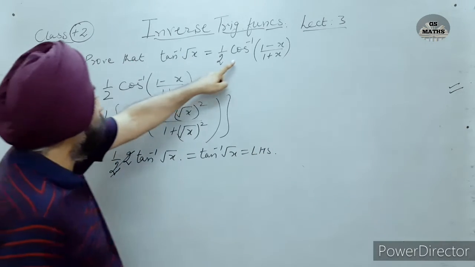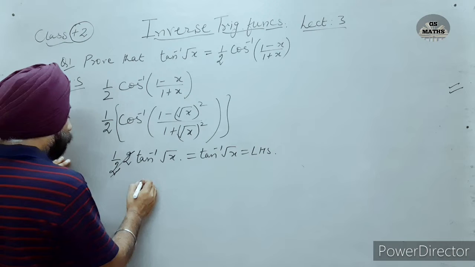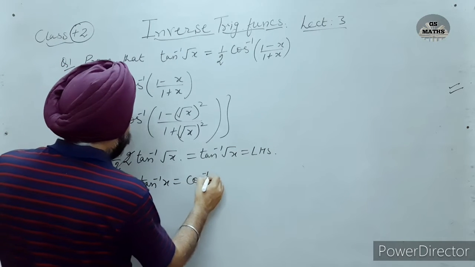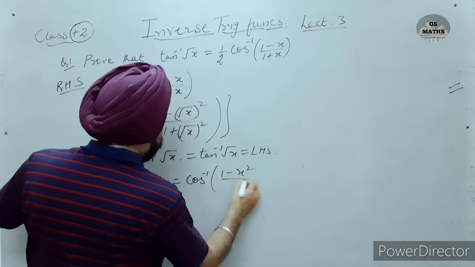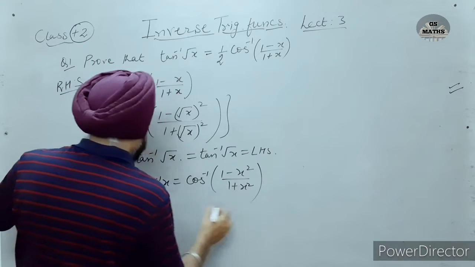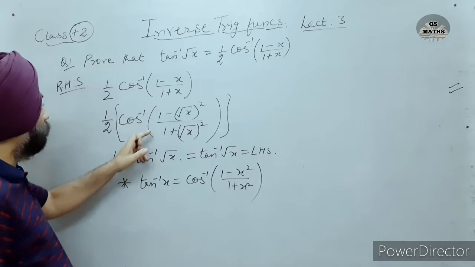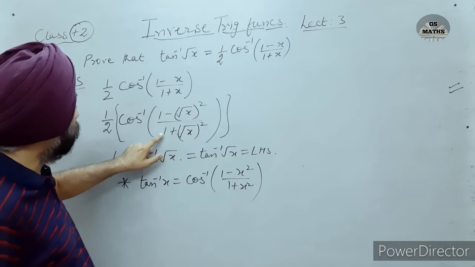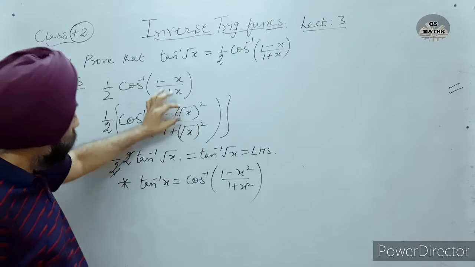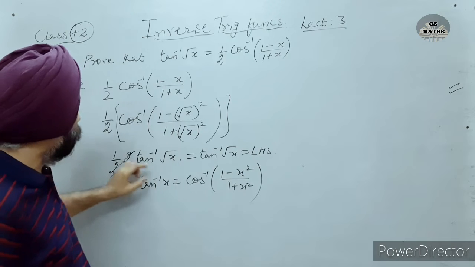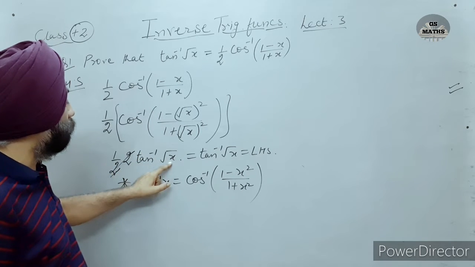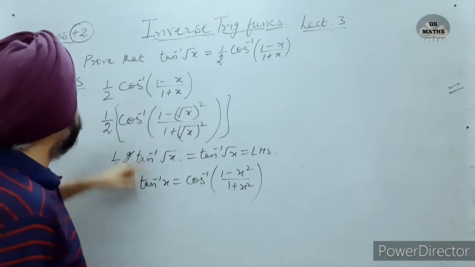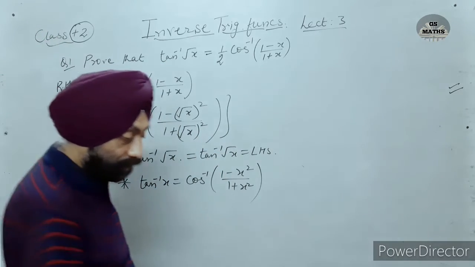I took the right hand side and used the property that 2 tan inverse of x is cos inverse (1 minus x square) upon (1 plus x square). This property I have used over here, that is cos inverse (1 minus x square) upon (1 plus x square), in place of x is under root x. So I will write 2 tan inverse under root x. 2 with 2 cancels, tan inverse under root x, which is equal to the left hand side. I get the answer.